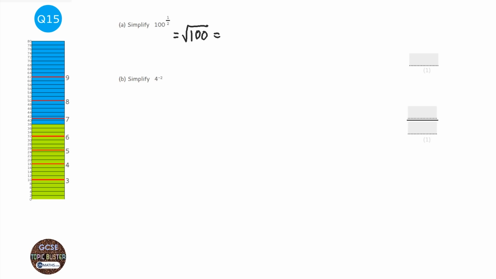So the square root of 100 is 10. So the answer is 10. Now you could have had plus or minus 10, but for this question they normally aren't that fussed about having the negative version.